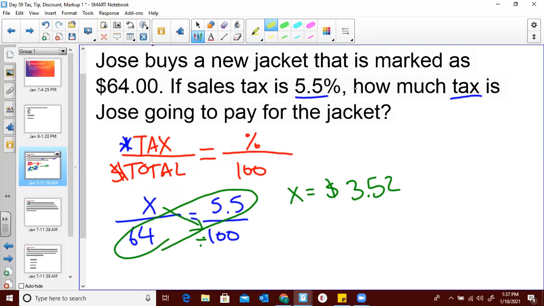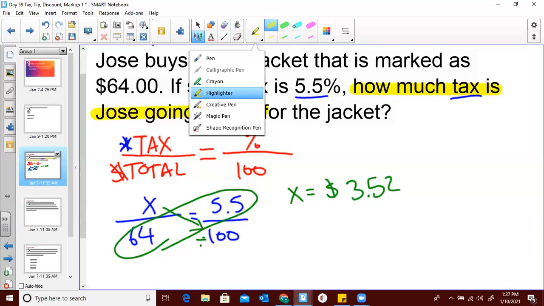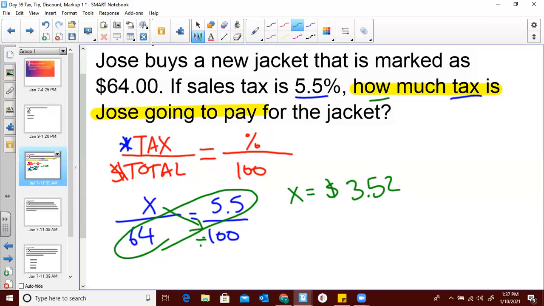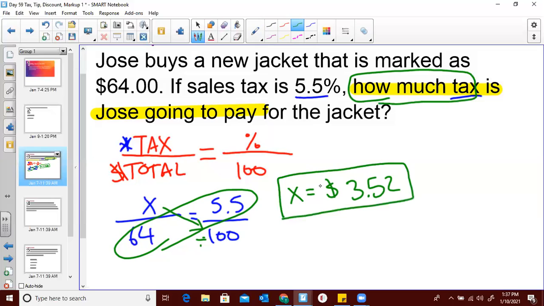Now here's what we really need to look at: read the question. It says, how much tax is Jose going to pay? Our big thing that we're looking for is how much tax. So this would actually be our answer, because that is our tax. This is our X, and you can see that our X is where our tax would be.